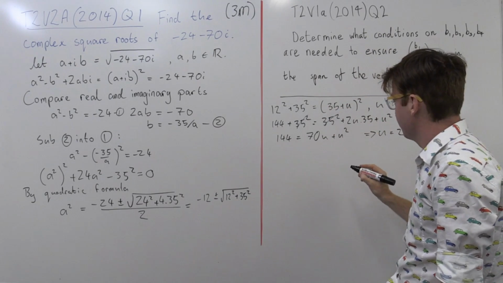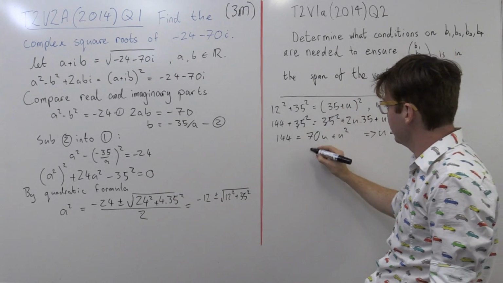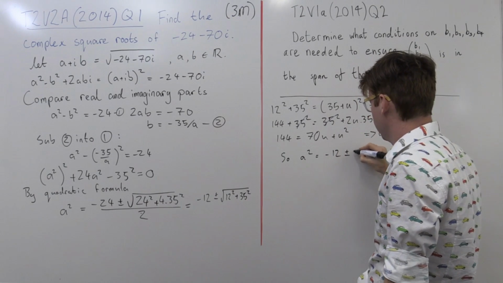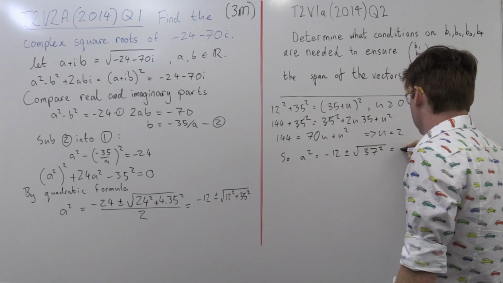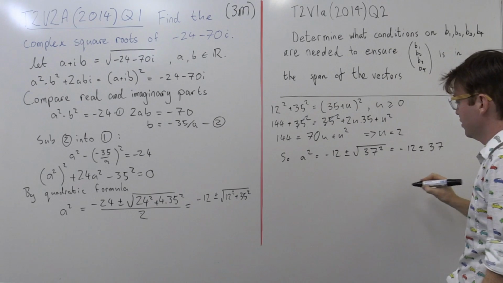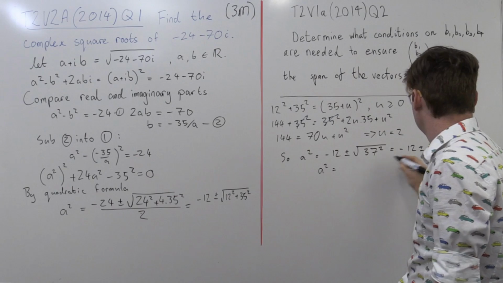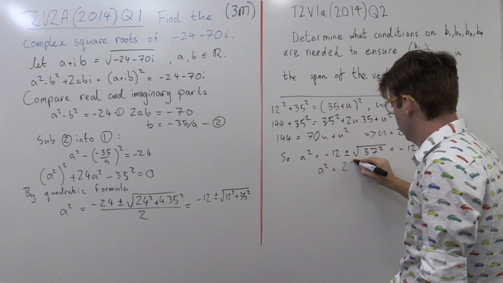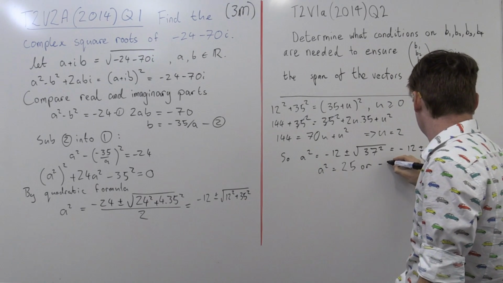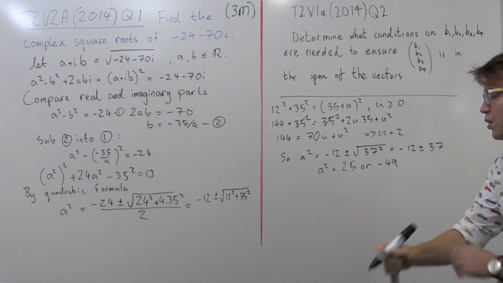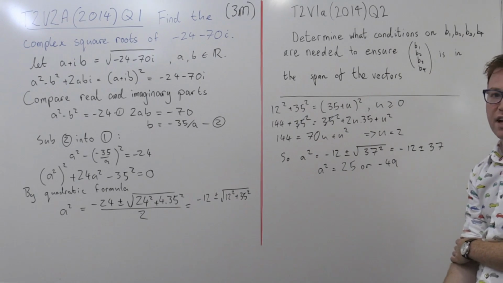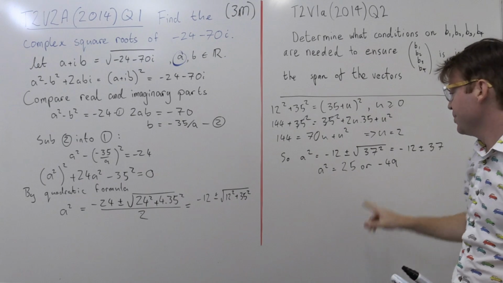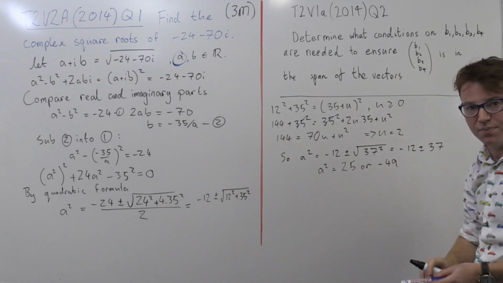So I've used some kind of reasoning here to find out what this square is. It's actually just 37 squared. So a squared is negative 12 plus or minus the square root of 37 squared, which is negative 12 plus or minus 37. Which means a squared is equal to either 25 or negative 49. So a squared must be 25 or negative 49. And it's at this point you use the fact that the real part of a complex number is real. So it can't be the negative one. Hence a squared can only be positive 25.